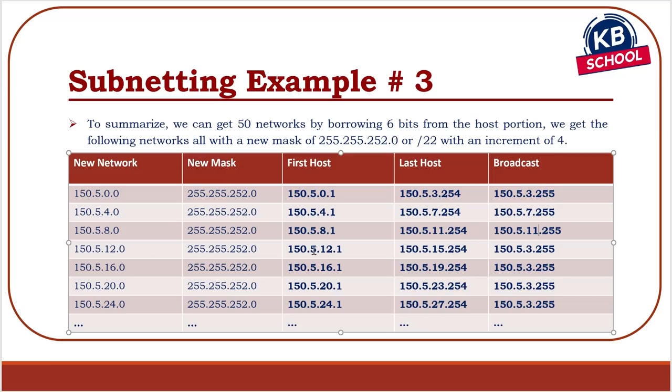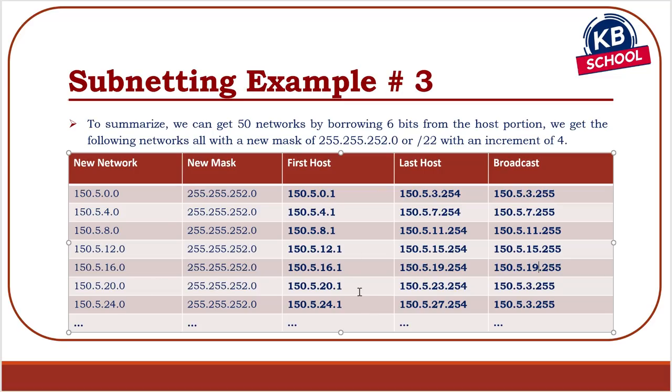For the 12 network, 12.1, this is going to be 15.255. Why 15? The upper limit is 16. The next network is 16. So 15 is the last usable one. 15.255 is the broadcast. 15.254 is the last usable one. On the 16 network, 16.1 is the first. 19.255 is the broadcast. Not 16, sorry. 19.254 is the last usable one.